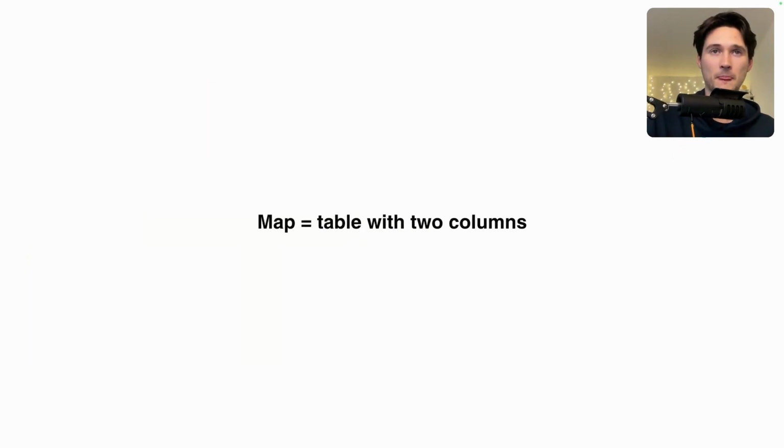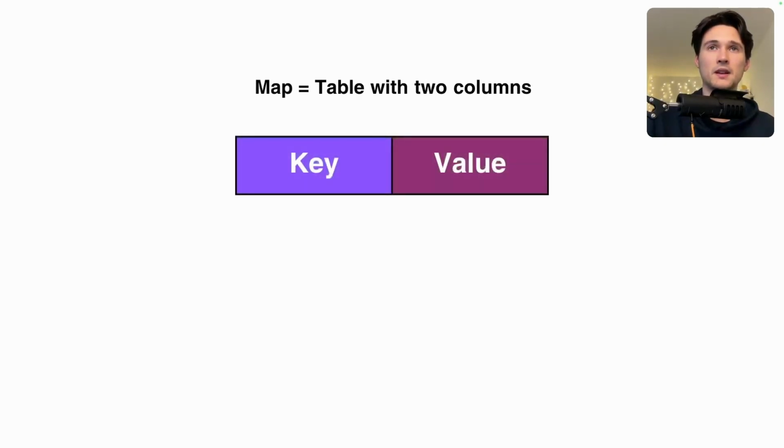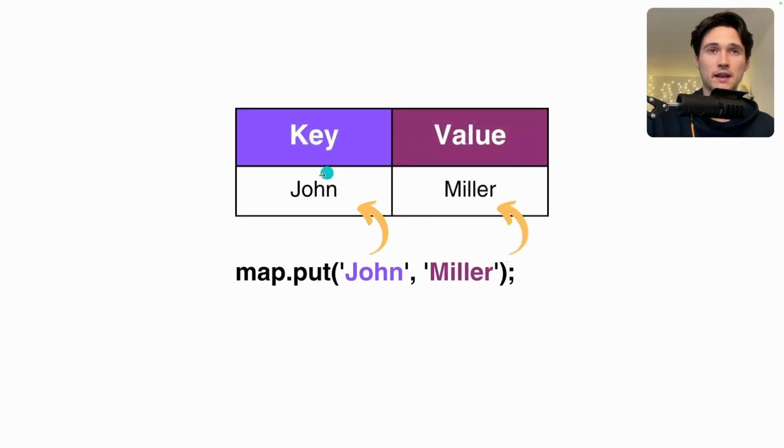So what is a map? A map is basically just a table with two columns. It's very, very simple. You can imagine it like this. We have a key and we have a value. And we can add to this table some values. Or better to say, we can add here some pairs. Because we can never add only a key or only a value. We can always add a whole row.